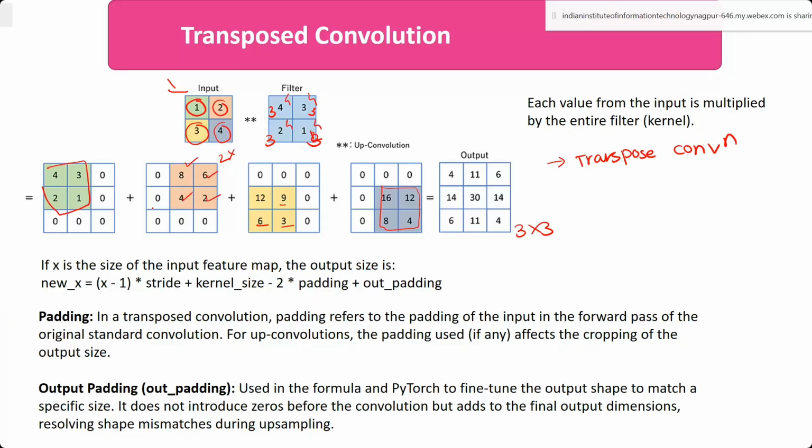Now I will add all these 3 by 3 matrices together. Whatever output I get is the answer of my transpose convolution. So you had a 2 by 2 size image and here you are getting a 3 by 3 image as output, an upsampled feature map. You can call it an upsampled feature map.